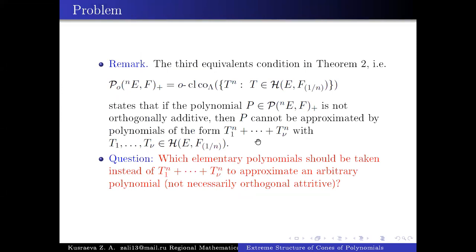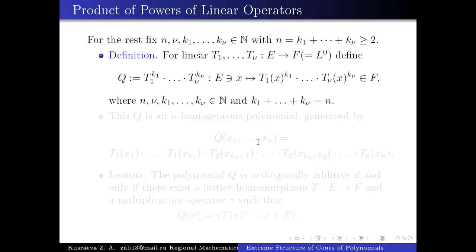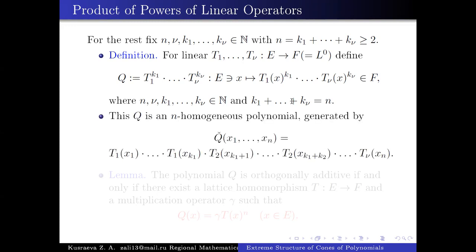The answer is the product of powers of linear operators, which are in addition lattice homomorphisms, and I'll give the corresponding needed definition here. Given n linear operators acting from E to F, we define a new mapping Q, as you see it here on the slide. This Q is an n-homogeneous polynomial generated by Q hat of the form you can see here.